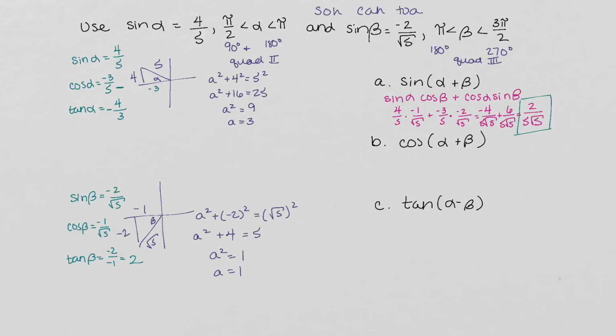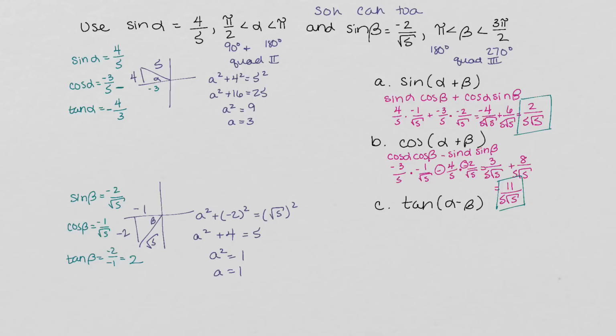So cosine of alpha plus beta is cosine of alpha cosine of beta minus sine of alpha sine of beta. And I have those values. So cosine of alpha is -3/5. Cosine of beta is -1/√5, minus sine of alpha is 4/5, and sine of beta is -2/√5. And so that is 3 over 5 root 5, plus, because of this negative here and the negative on the 2, so plus 8 over 5 root 5. And that is 11 over 5 root 5. And so cosine of alpha plus beta is 11 over 5 root 5.